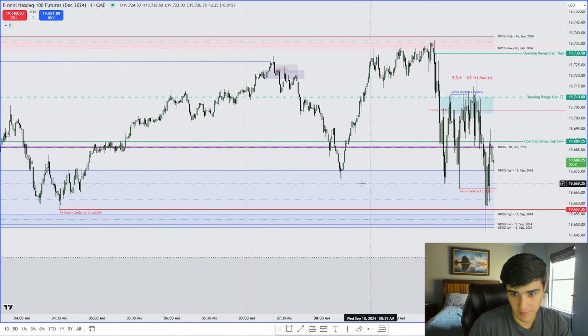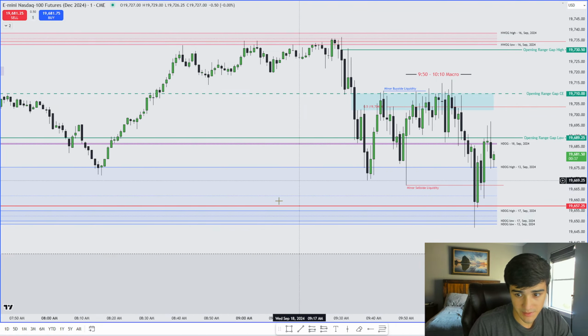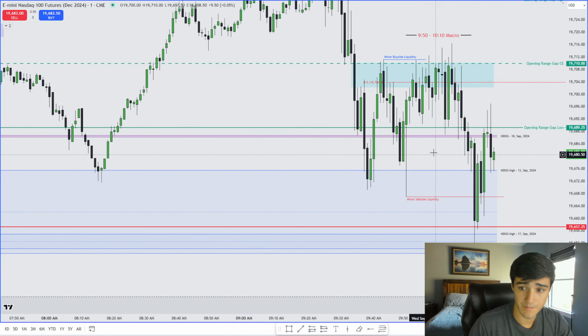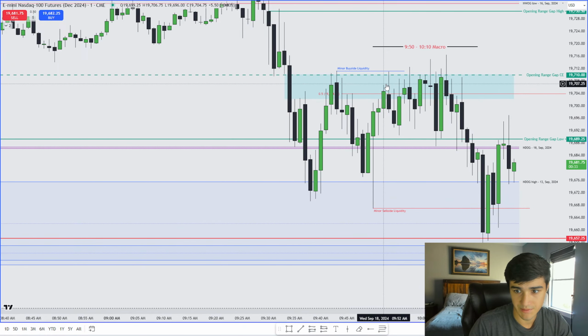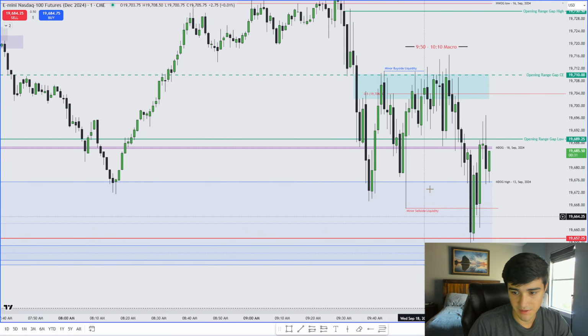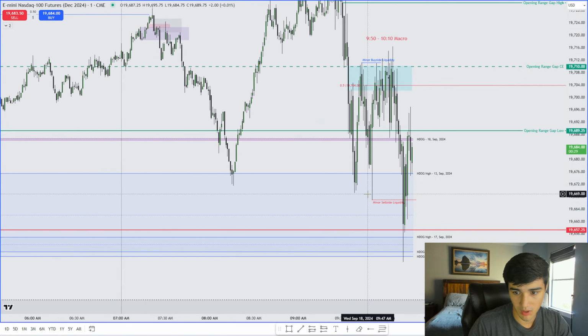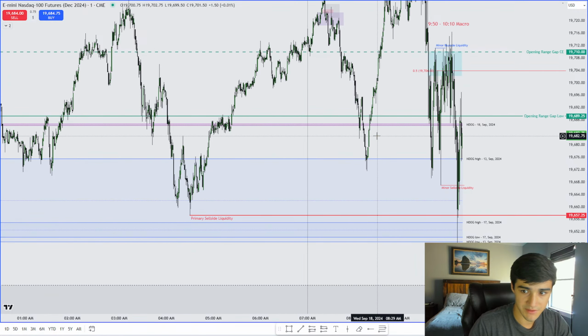And notice how we kind of trade off of this area as well, right? So this area is probably viewed as support in retail eyes. They're probably getting long off of that when we see this. This is engineering sell side liquidity. We primed this low because we came just shy of it and then turned away.